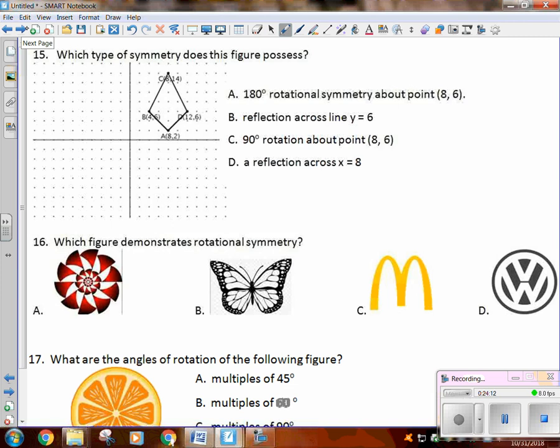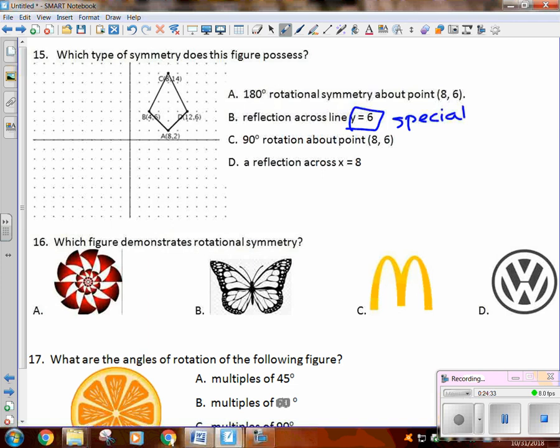All right, what type of symmetry does the figure possess? Rotational symmetry about the point (8, 6). Reflection across the line y equals x. Keep in mind this is a special line. How do I graph the line y equals 6? Y equals 6 means it just touches the y-axis, and it touches it at positive 6.